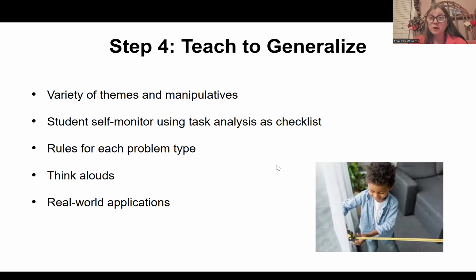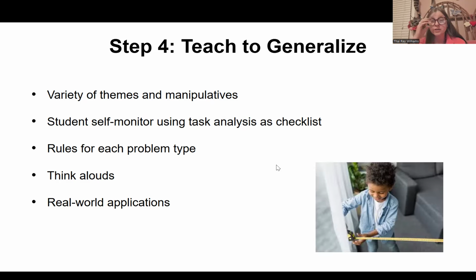All right, and now for our last video of the week on early numeracy problem solving, we're going to talk about step 4 in planning how to teach word problems, and that is to teach students to generalize. And this has to be very intentional. You have to intentionally plan this.